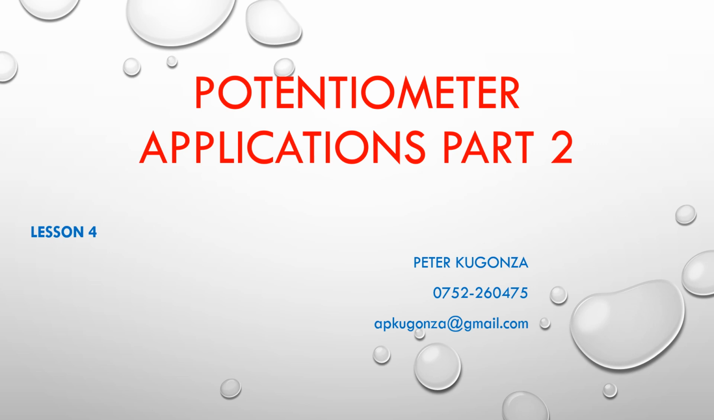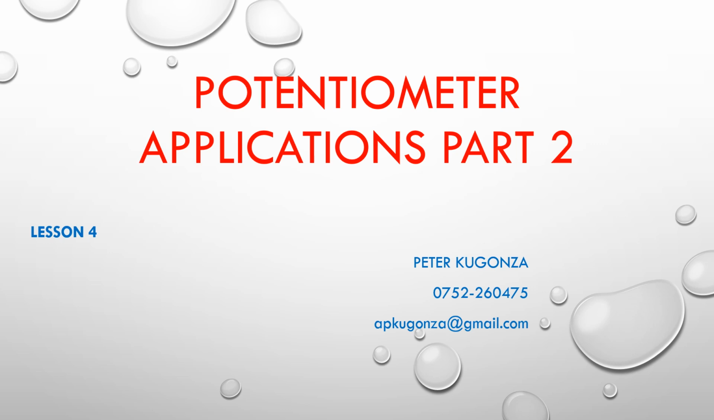In the first lesson we looked at the principle of the potentiometer wire and its calibration. In the second lesson we looked at some of the applications of the potentiometer wire, and this included determination of the EMF of a cell, determination of internal resistance of a cell, measurement of resistance of a resistor.